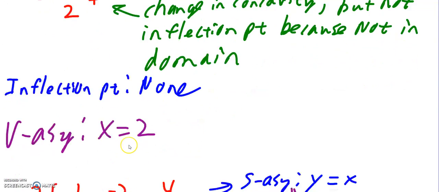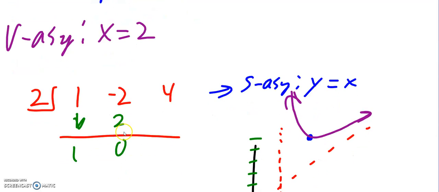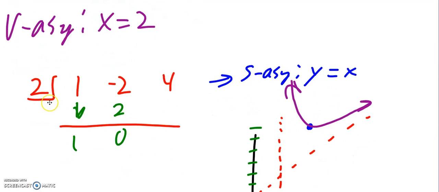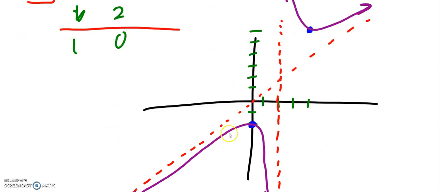We have a vertical asymptote at x equals 2. We are also going to have a slant asymptote, and I get that by doing synthetic division. So the slant asymptote is just the line y equals x. Now I go down here and I draw in my function. I draw the slant asymptote, I draw the vertical asymptote, I draw my relative maximum and my relative minimum.